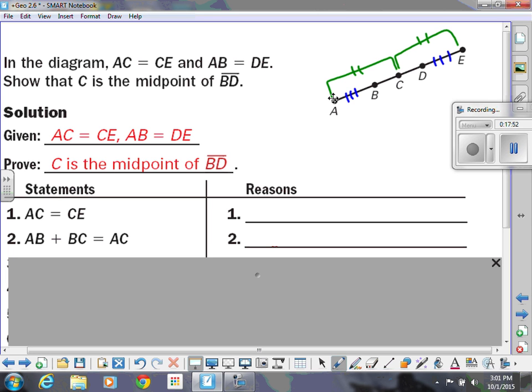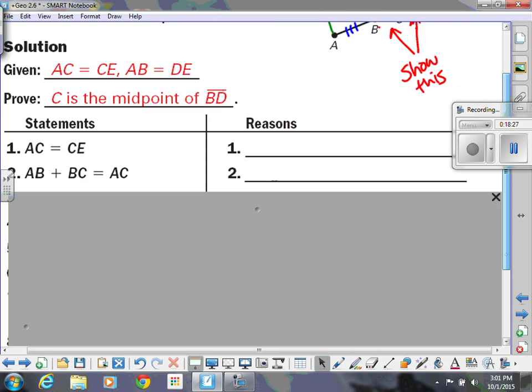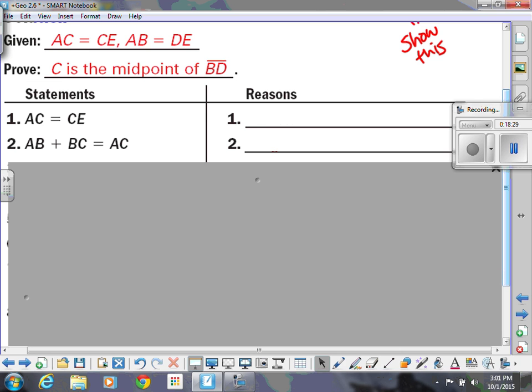Well, first, do you think that C is the midpoint of BD? So in other words, we're trying to figure out, is BC the same length as CD? Okay, that's what we're trying to show. If we can show that those two segments have the same length, then we can show that C is the midpoint. Okay? So they have it written here. So they say these are our givens, and we have to prove C is the midpoint. So first things first, given.